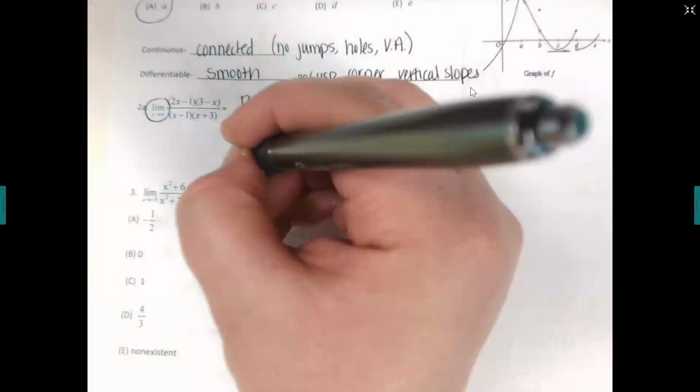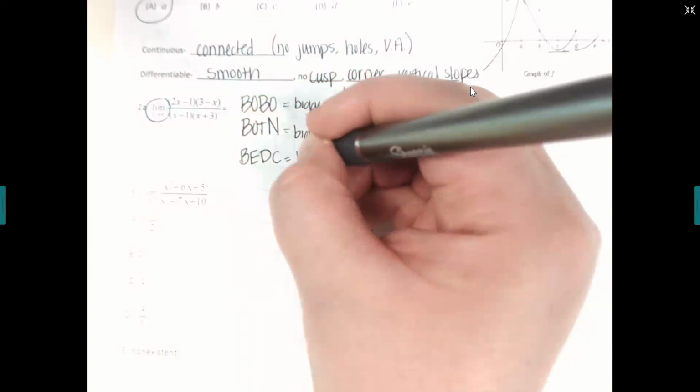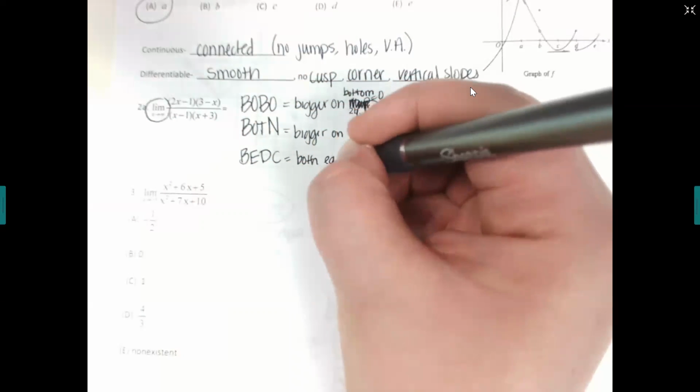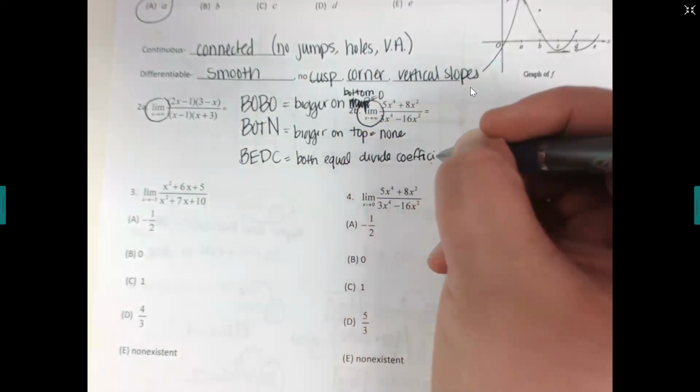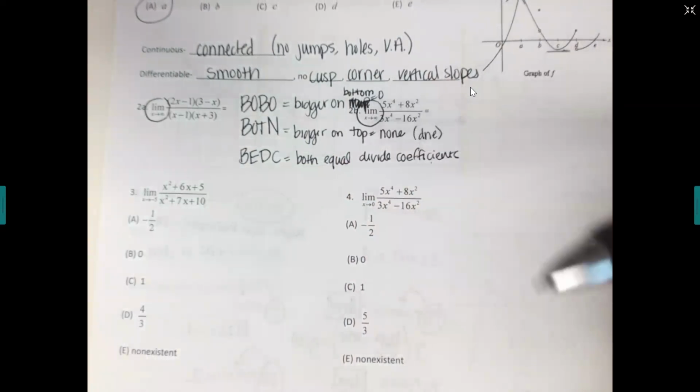Okay, then the third option is BEDC. Do we remember what that stands for? They're equal. Both equal. What do you do with the numbers in the front? Divide the coefficients. Would that be DNE? For the none, it's not DNE because you don't have a limit. And the reason that it's none is because you learn this rule in pre-cal and they haven't covered limits. So that's why it's not DNE. It's none because in pre-cal you haven't done it.